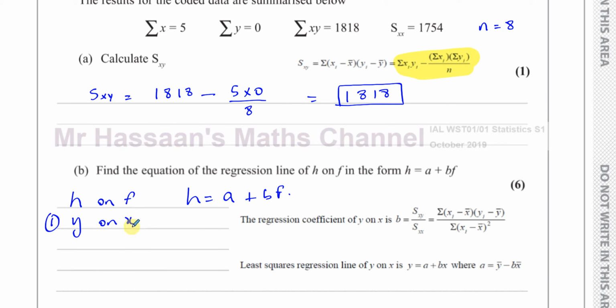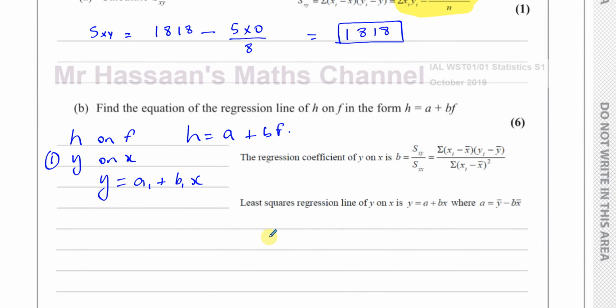So Y on X. First of all, we know that Y equals A, I'll just call it A1, plus B1X, because this will be different from that A and B in the end. So I'll call this A1 and B1. Now, we can first find what B is, because we need B to find A.